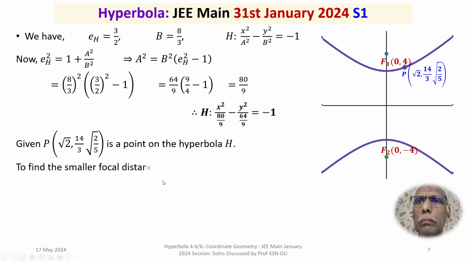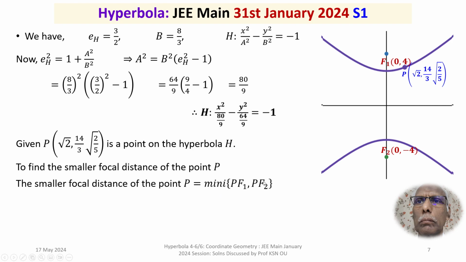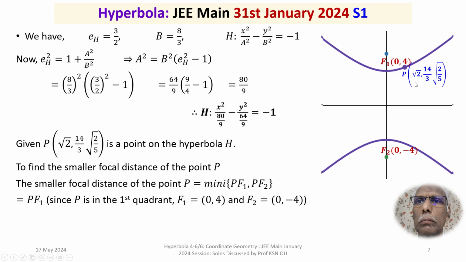Agreed. To find the smaller focal distance of the point P. That means of the distances P to F1 and P to F2, the smaller one will be P to F1. So the smaller focal distance of the point P is the minimum of the distance between P and F1 and the distance between P and F2, and P to F1 is the minimum. Why? Because P is in the first quadrant and F1 has coordinates (0, 4), F2 has (0, -4). So obviously P will be very far off from F2 compared to F1. So F1 will be nearer to P. So that is why it is PF1. We continue in the next slide.